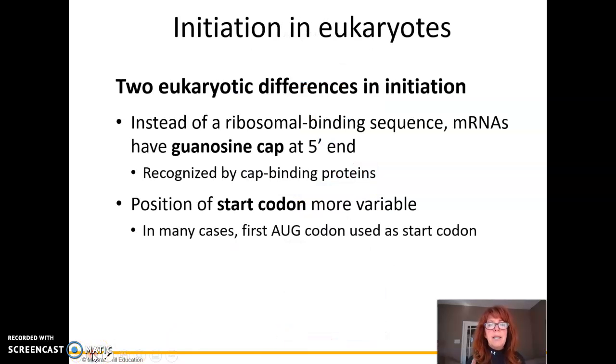Now, as I mentioned before, we have differences in eukaryotes. Eukaryotes don't use a ribosomal binding sequence. Instead, they use that 5' cap that was added as a part of the RNA processing. Okay, and the start codon might be in a slightly different place too. Don't worry about that.